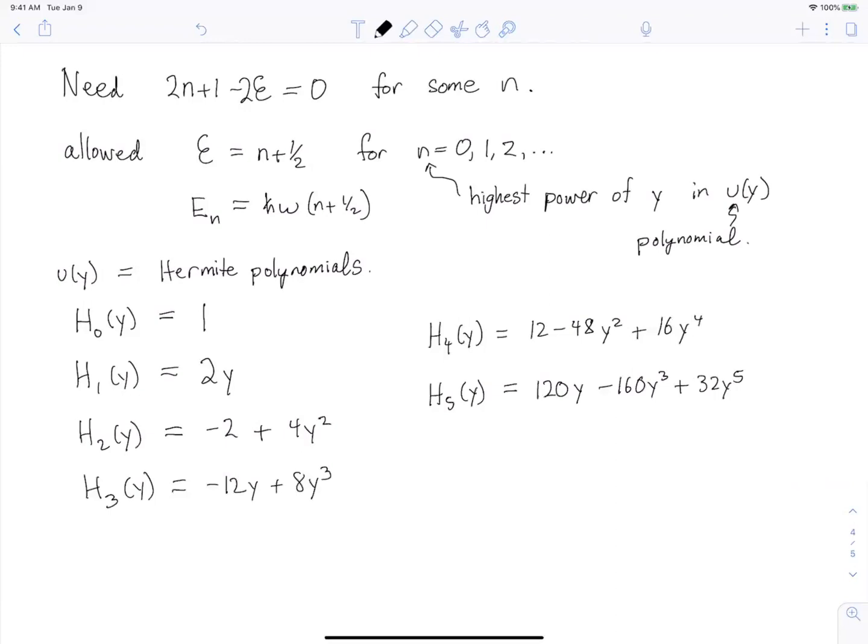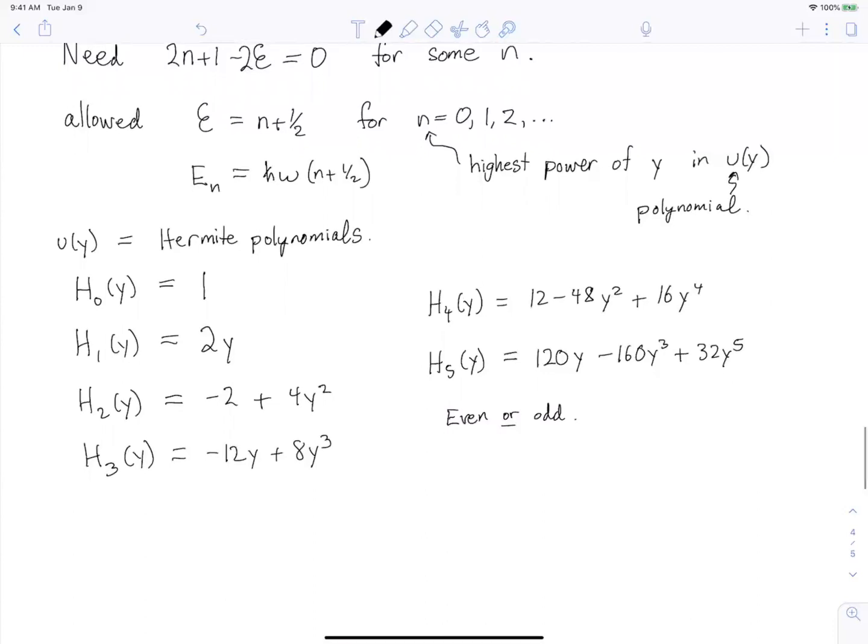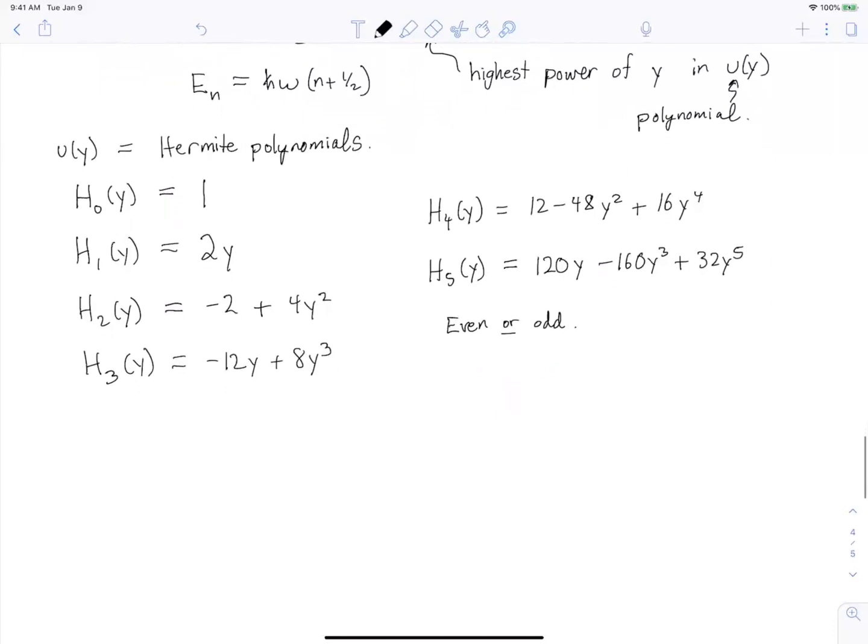And you can have your computer compute as many of them as you want. As I just mentioned, they're all either even or odd polynomials, but not a mixture. Okay, so there are many nice things you can prove about these polynomials.